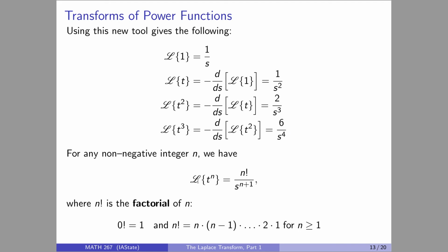So now we have a formula for the Laplace transform of t to the n for any non-negative integer n. So now, in fact, we can compute the Laplace transform for any polynomial. So we've got a lot of functions we can take the Laplace transform of now. Any polynomial, any exponential, sine and cosine, no problem. We can Laplace them.